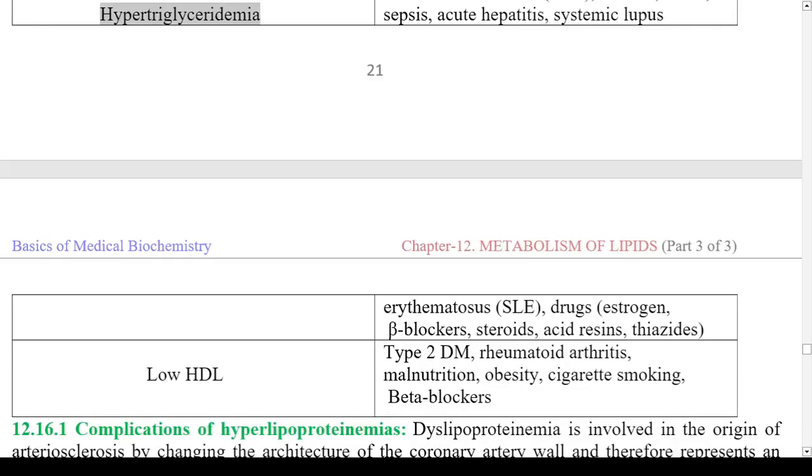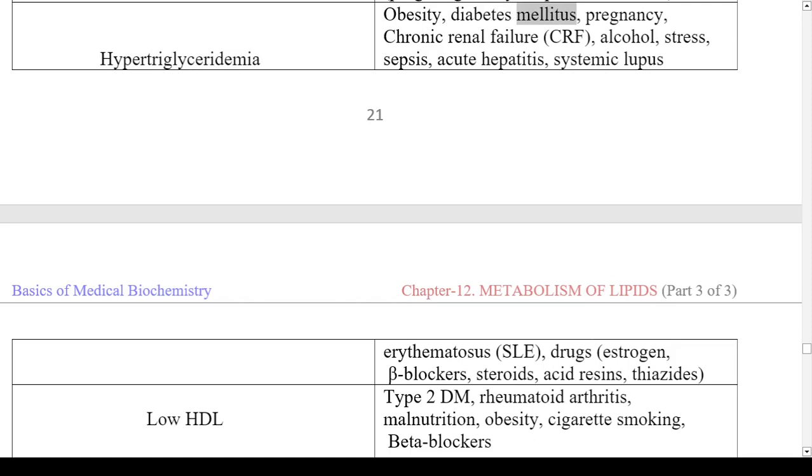Hypertriglyceridemia: obesity, diabetes mellitus, pregnancy, chronic renal failure (CRF), alcohol, stress, sepsis, acute hepatitis, systemic lupus erythematosus (SLE). Drugs: estrogen, beta blockers, steroids, acid resins, thiazides.